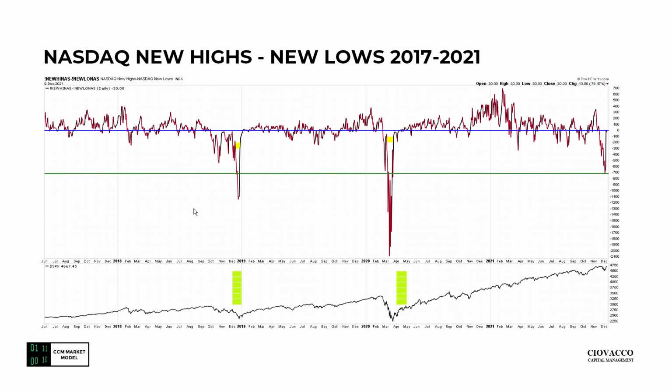Somewhat similar read here. This is data as of the close on December 9th. This is NASDAQ new highs minus new lows. This is the S&P 500 falling here in Q4 of 2018. So this move here is fear from here to here. This is the COVID plunge in the S&P 500. The move in the indicator from here to here is fear. And in the present day, not as sharp as this or this, but the move from here to here is also fear related or related to economic concerns and market concerns.